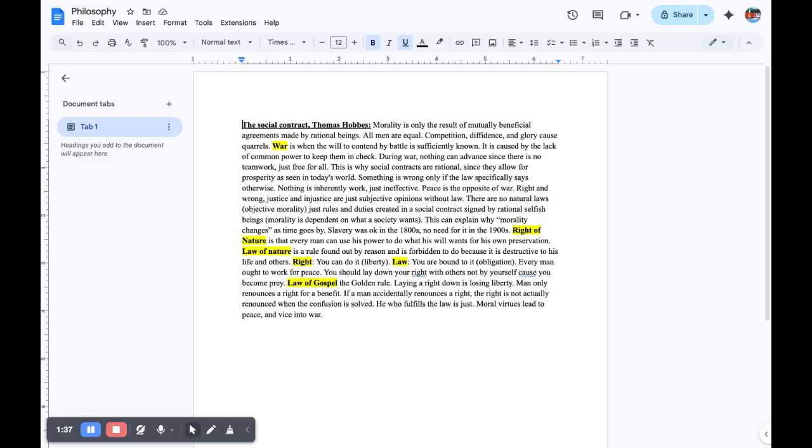The social contract made by Thomas Hobbes says that humans are all equal and that war is just human nature, and that humans are at war all the time until there is a common law. This common law allows us to come together and work together. So that is what the social contract gives us.